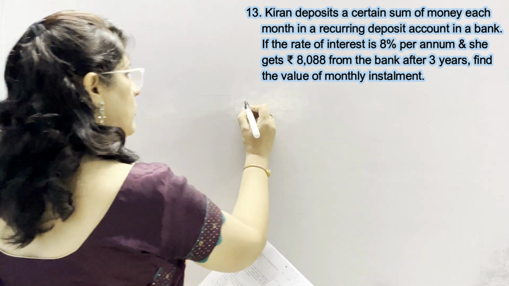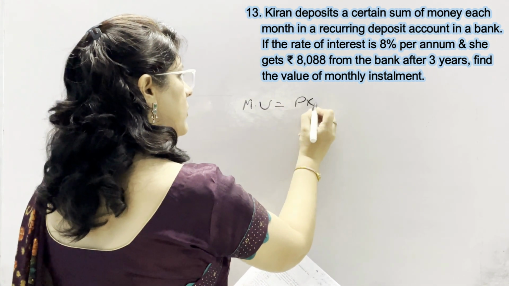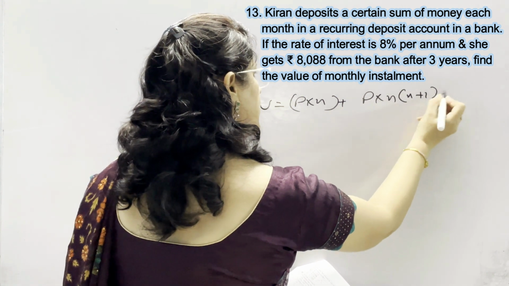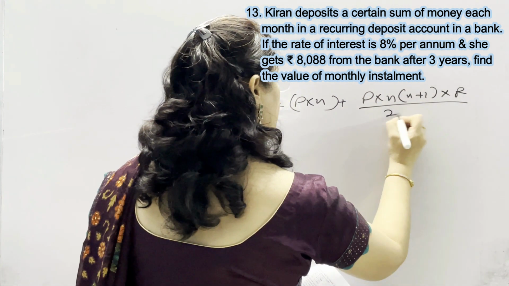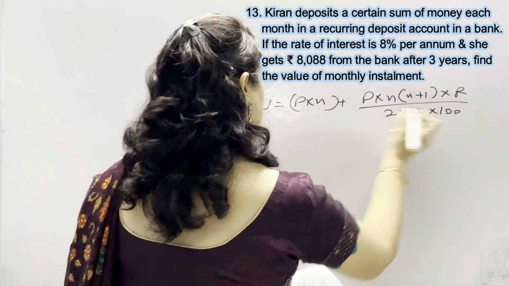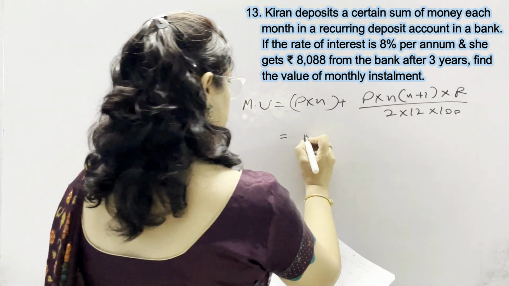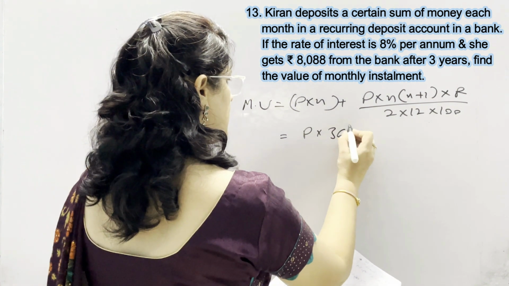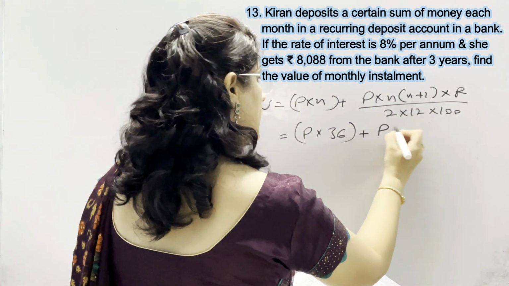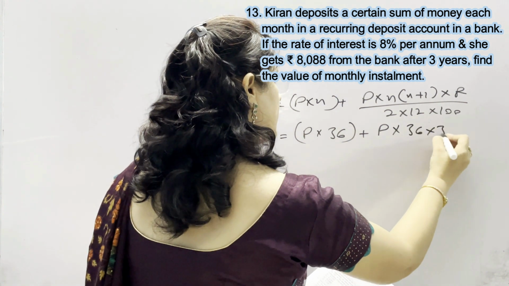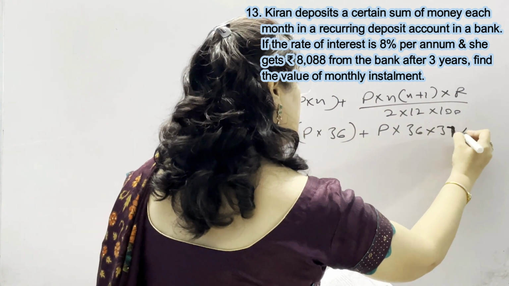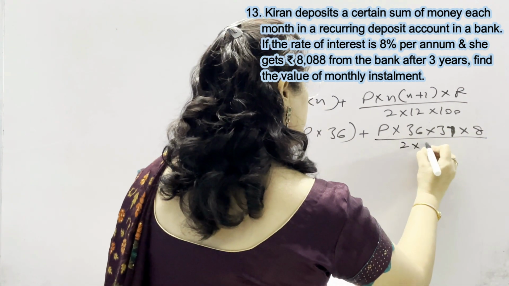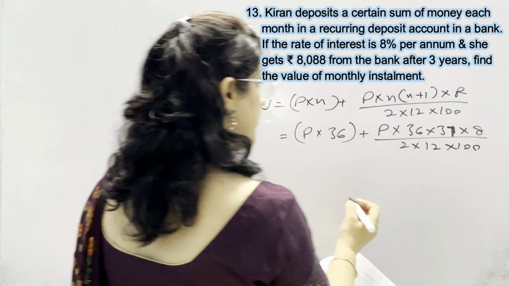So maturity value is equal to P into N plus P into N plus 1 into rate upon 2 into 12 into 100. What is the value of P? We don't know here, but we know the value of N, 3 years. 3 years means 36 months. Plus P as it is 36, then plus 1, it means 37, and then rate is given as 8 upon 2 into 12 into 100.